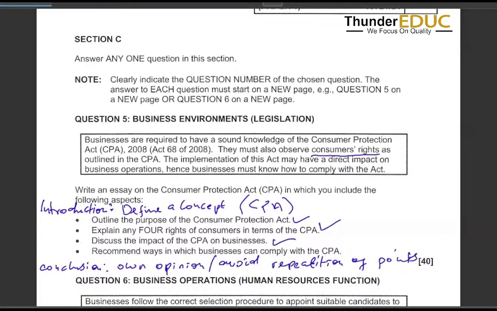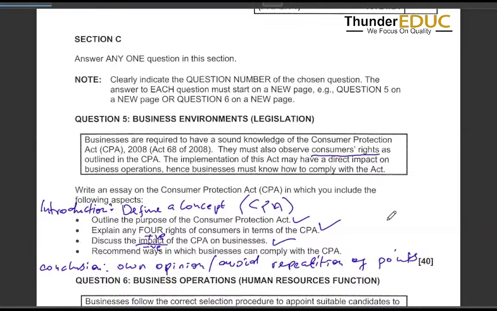Okay, right. And also let's check the impact of the Consumer Protection Act on businesses. How is this Consumer Protection Act going to affect a different set of businesses? Remember, the moment we talk of this word impact, you are expected to come up with the advantages as well as the disadvantages. So in this regard, you are going to take into account the positive impact as well as the negative impact.